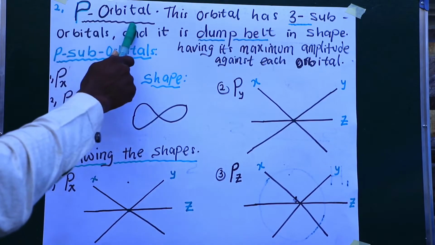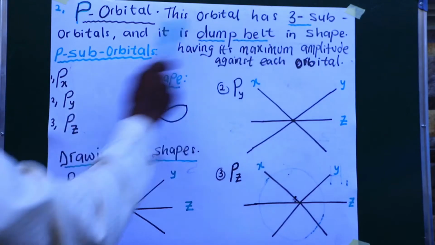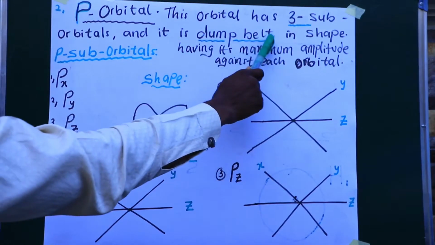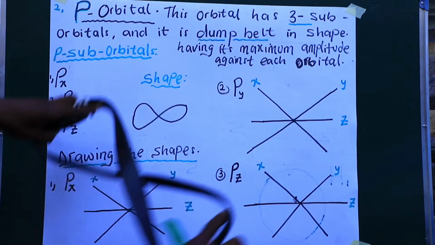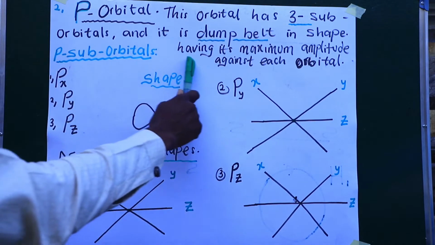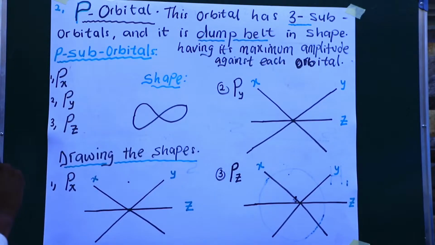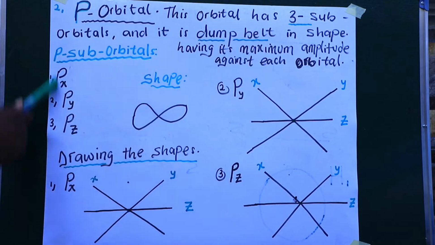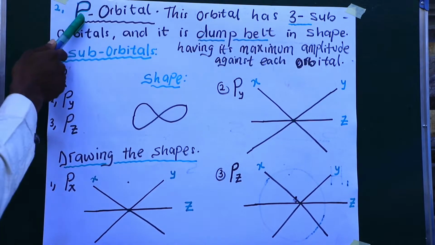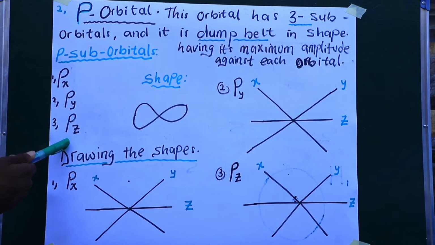Going to P orbital. These orbitals have three suborbitals and are dumbbell in shape. This is the shape, dumbbell in shape, having its maximum amplitude along each axis. These are the P suborbitals: Px, Py, and Pz. And this is the shape. The shape is dumbbell in shape.